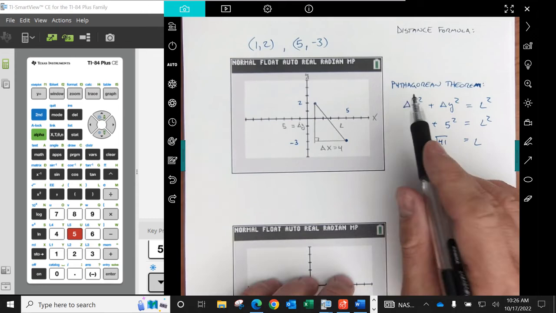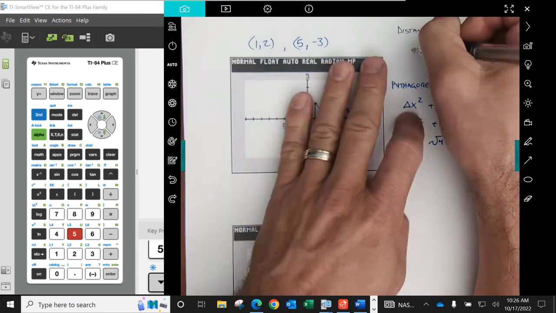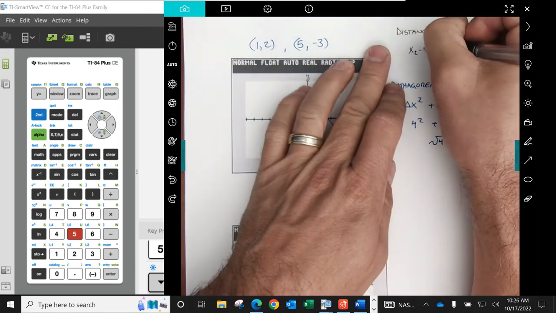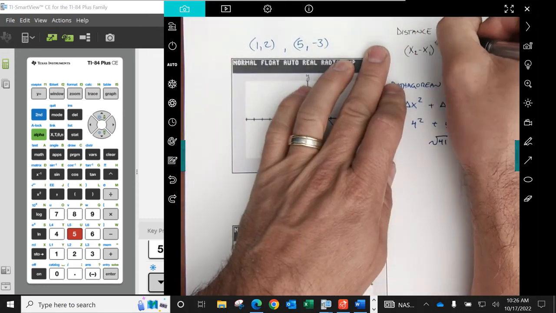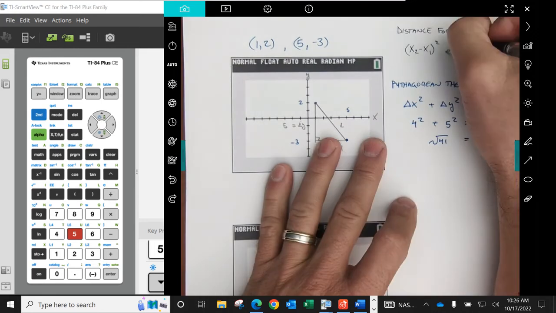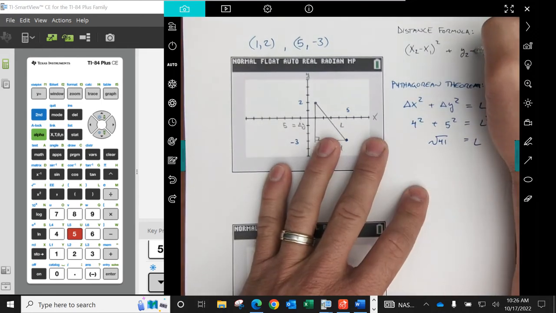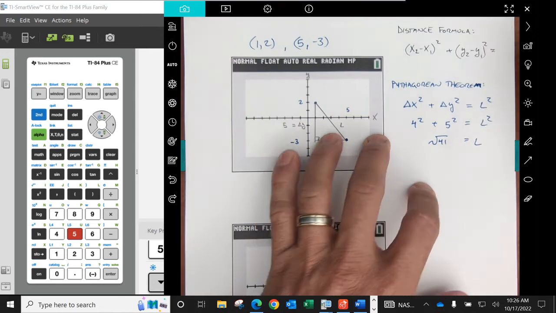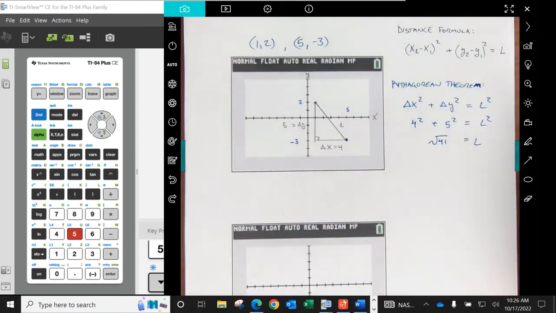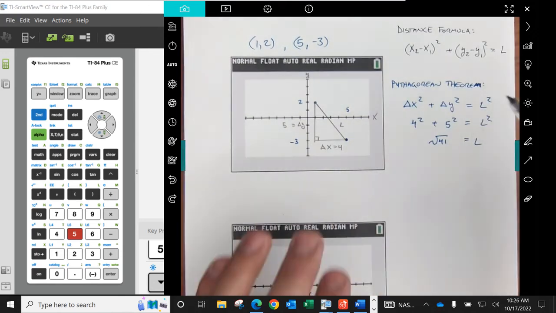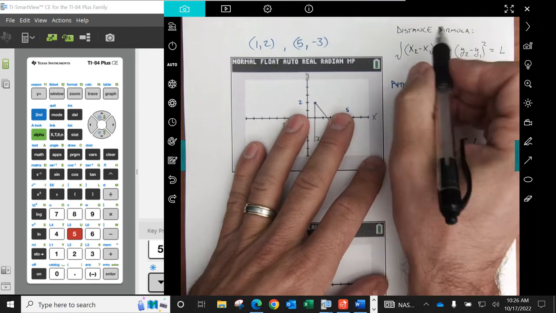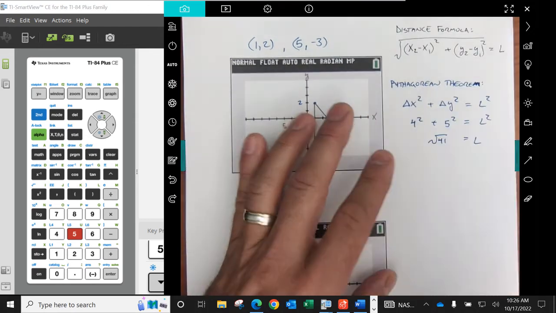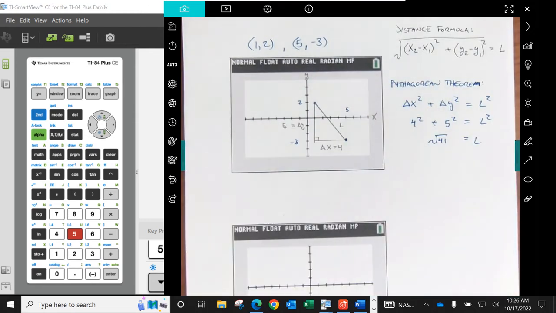So our distance formula, which of course we know, is our change in x, or we might write x2 minus x1 for our change in x, right? Change in y, we might write y2 minus y1. And I won't write it as Pythagorean Theorem, I'll write it as the square root of this. Now I've got our distance formula. So the distance formula is the Pythagorean Theorem when you draw that triangle.